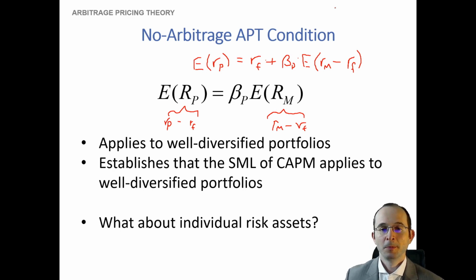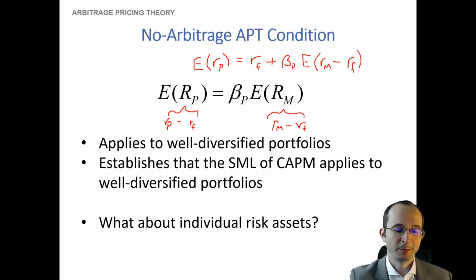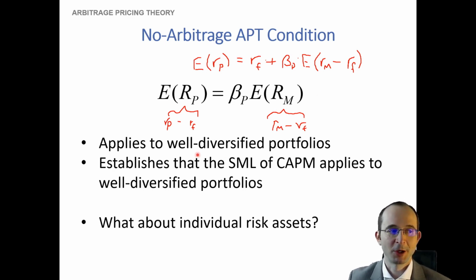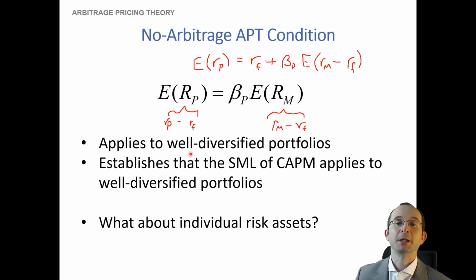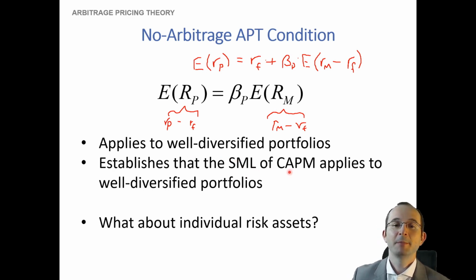So this might not be a complete proof. Why? Well, because we've established this for well-diversified portfolios, right? This sort of logic has always been predicated on the idea that there's no firm-specific risk in these portfolios because they're well diversified. That's how we can eliminate all risk and construct these no-arbitrage trades. But at least we've then shown that the security market line from the CAPM does apply to well-diversified portfolios.